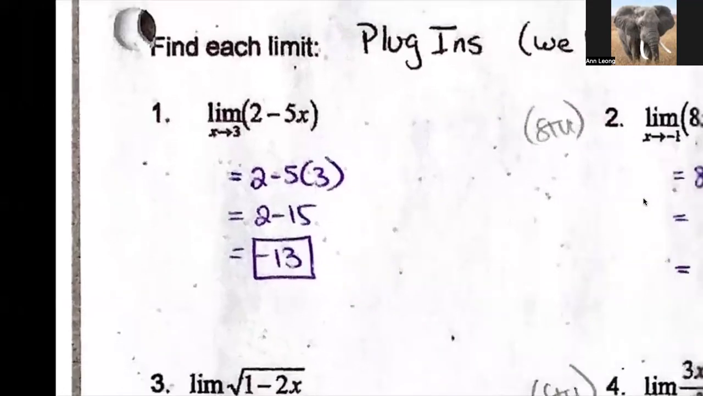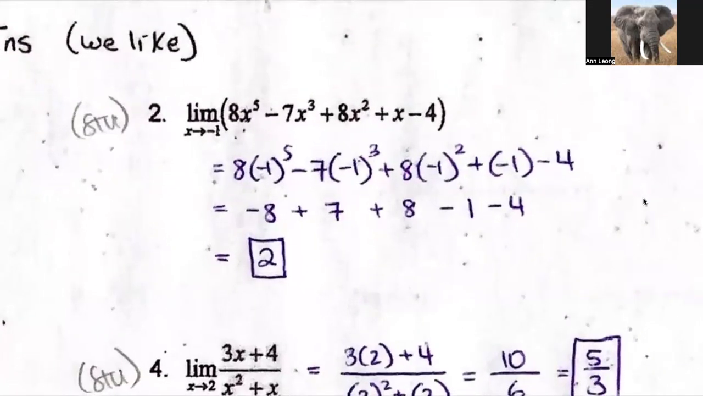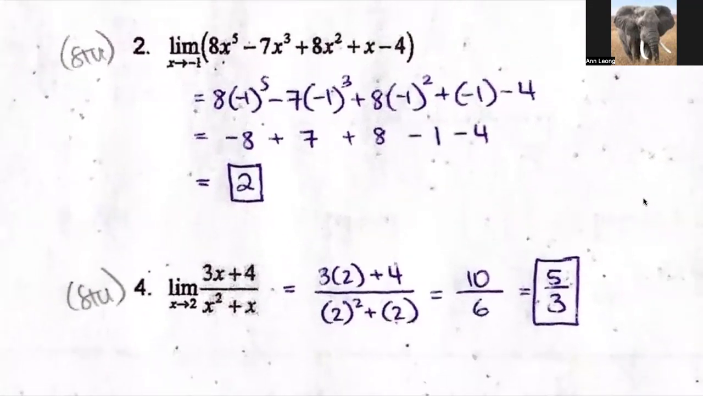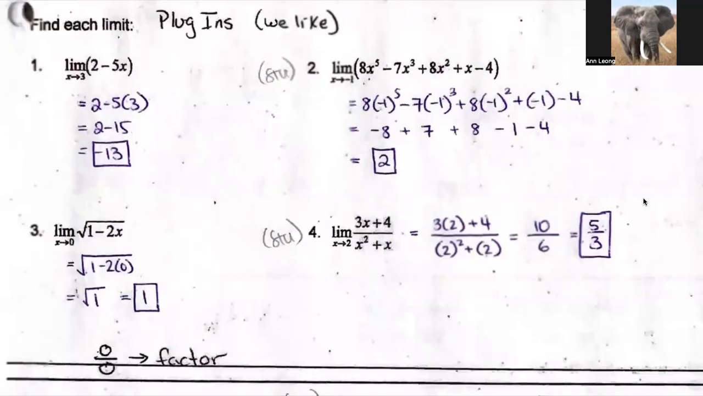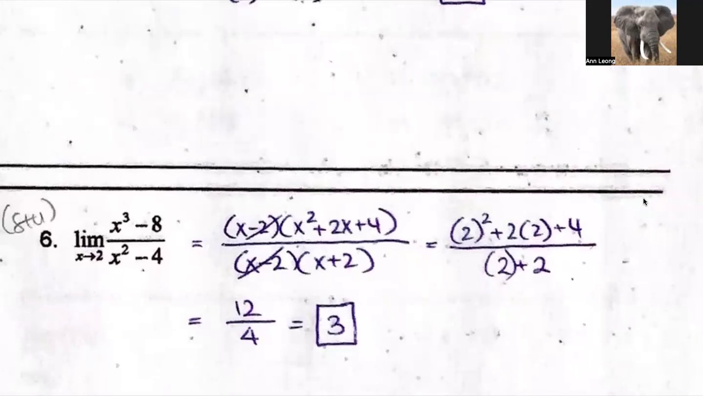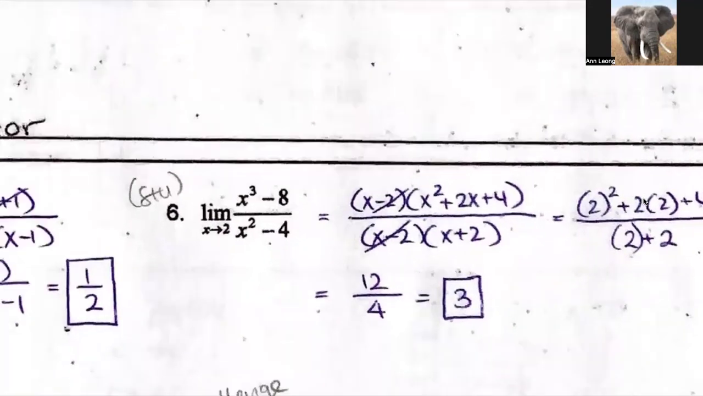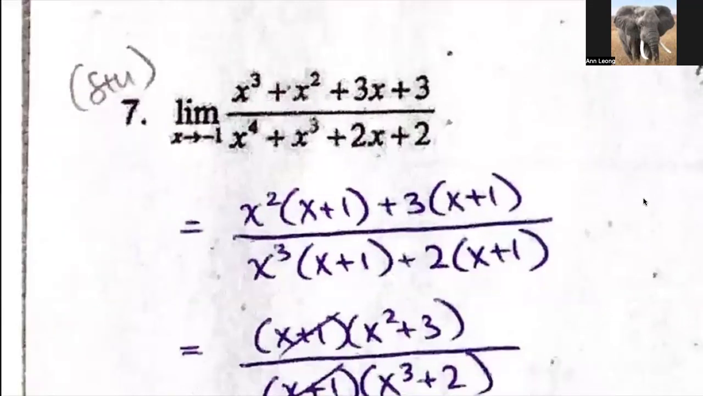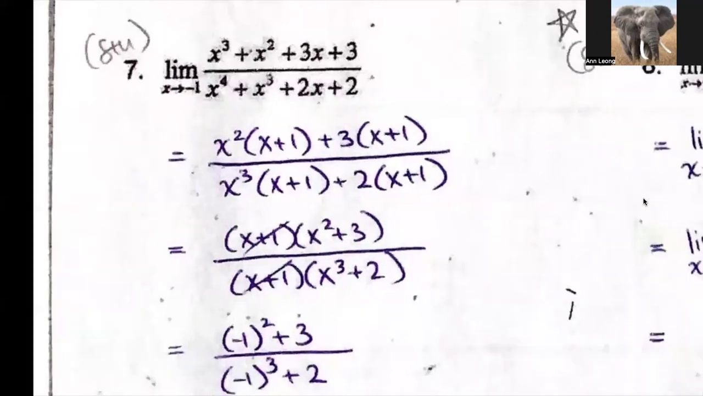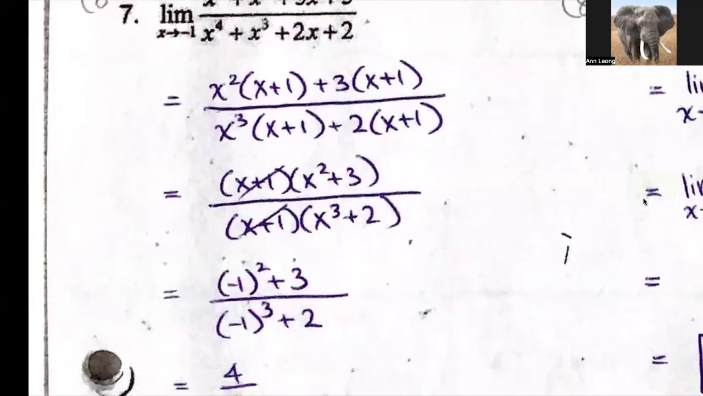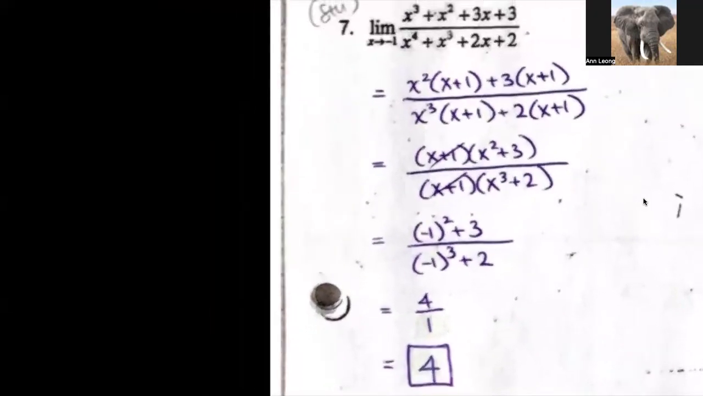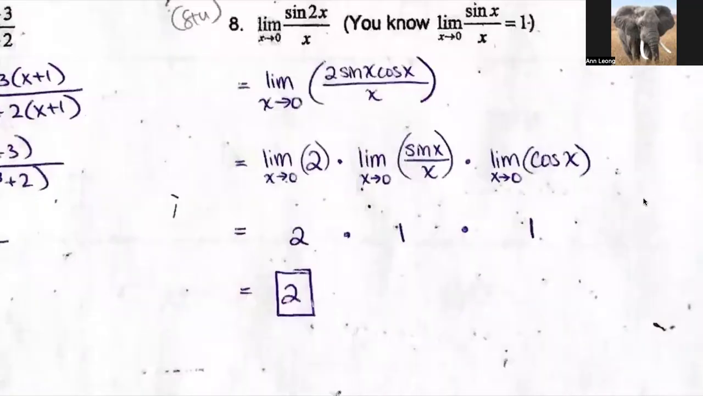All right, so here's the answer to the rest of this page. For number 2, just plugged in, got the answer of 2. Number 4, plugged it all in, got the answer of 5 over 3. All right, number 6, had to do some factoring, and then plugged in and got the answer of 3. Number 7, did a lot of factoring by grouping, able to factor out an x plus 1, which reduced, plugged in the negative 1, got an answer of 4. All right, and then the challenge was number 8.